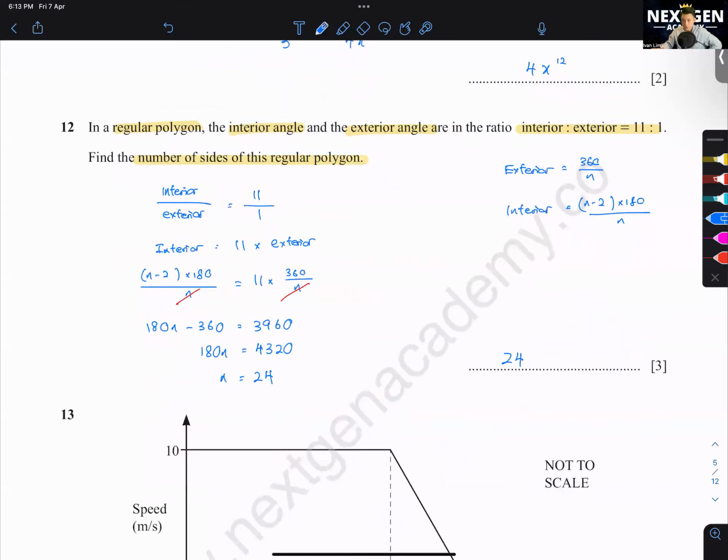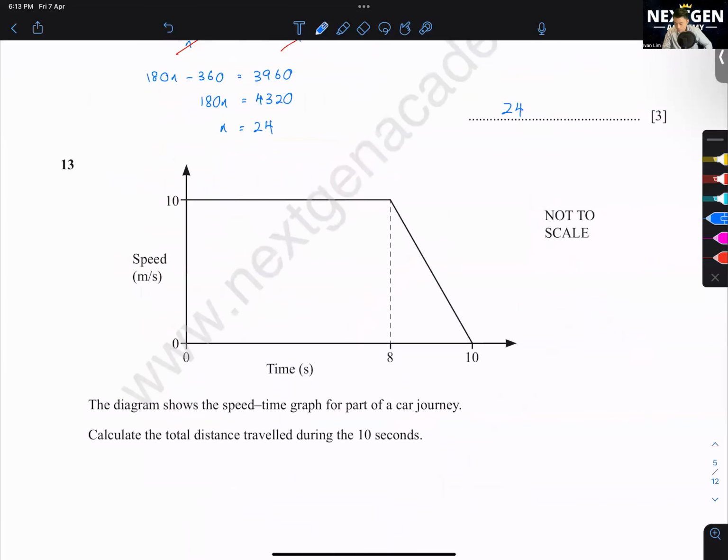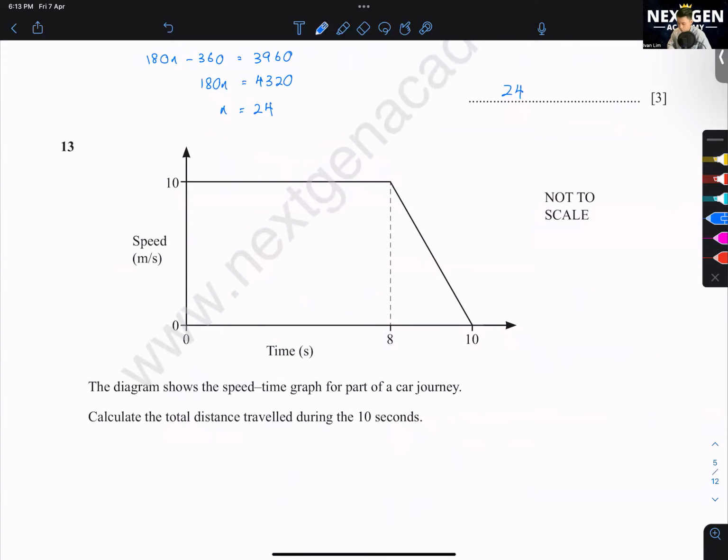Okay, question 13. Diagram shows the speed time graph for part of a car journey. Calculate the total distance traveled during the 10 seconds. So we have to write down what we can find from a speed time graph first.